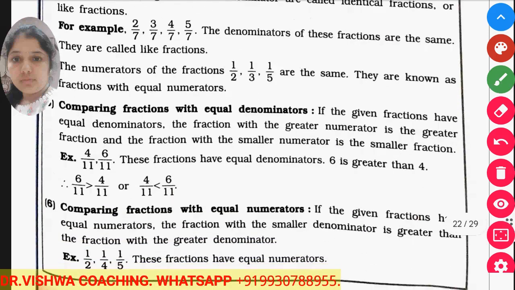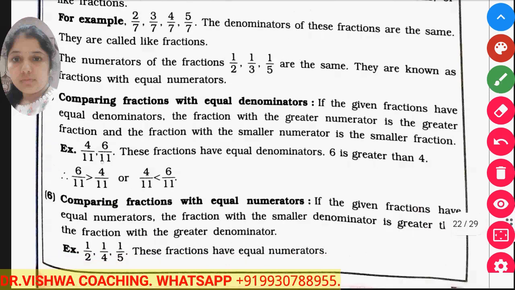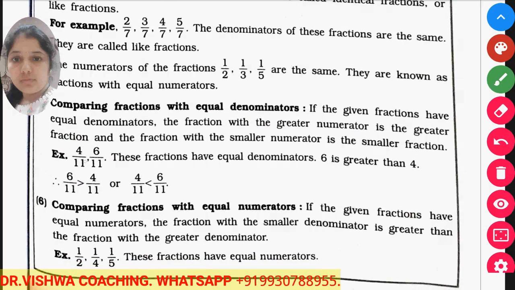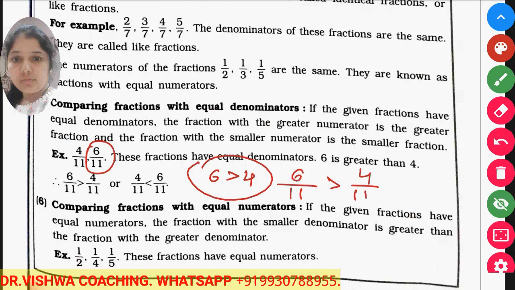Now we have to compare the fractions. Okay, now if two fractions have the same denominator, or we can say equal denominators, the fraction with the greater numerator is the greater fraction. Okay, it means in these two fractions, 4 upon 11 and 6 upon 11, 6 is greater than 4 in the numerator, so 6 upon 11 is the greater fraction than 4 upon 11.